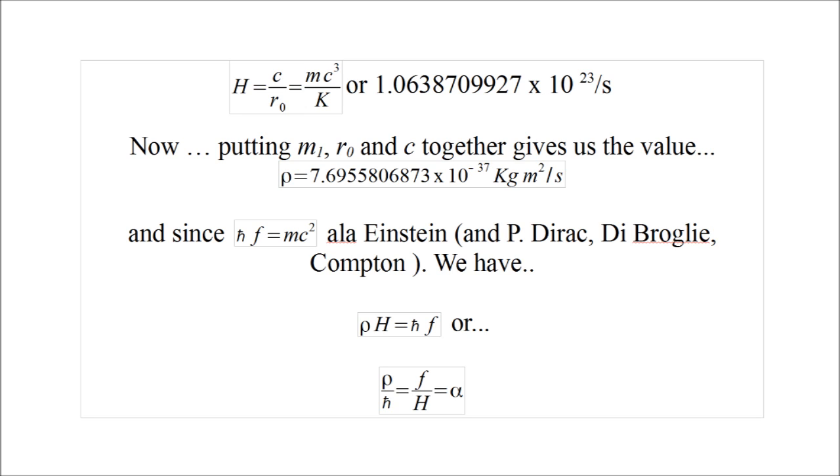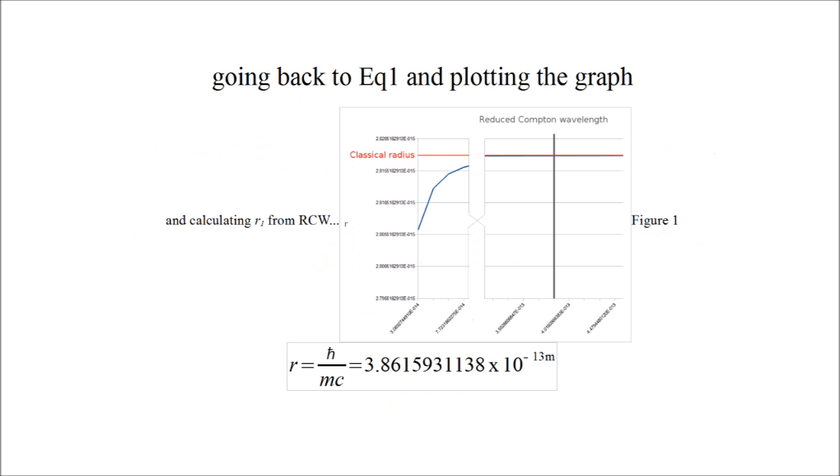Calculating h gives us an expansion rate of about 10 to the 23rd per second. We're almost done now. We assemble m sub 1, r sub 0, and c to create our version of h bar. We call it rho. And since my version is identical to h bar f equals mc squared through mc squared, we equate them and solve for alpha, the fine structure constant. This number, alpha, has been a deep puzzle for decades. Feynman called it a magic number because he nor anyone else could figure it out.